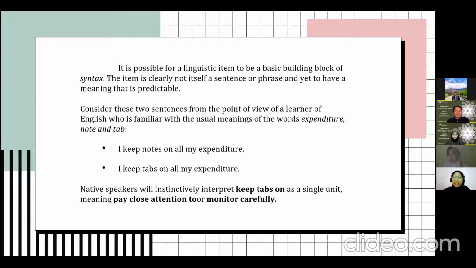And the second example is "I keep tabs on all my expenditure." The keep in this sentence has a meaning like pay attention. So in Indonesian, it is saya memperhatikan semua pengeluaran saya.